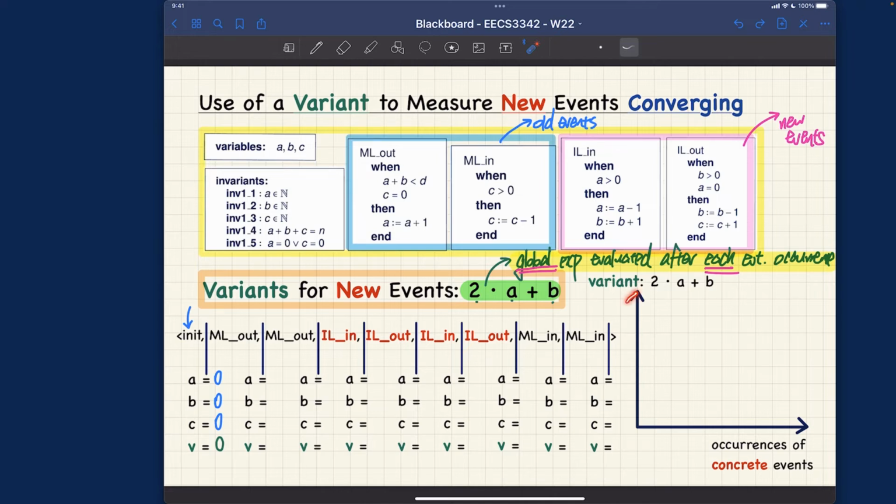So the vertical axis over here is the variant value, in this case 0. And the horizontal axis records the individual occurrences of each concrete event. When I say concrete over here, I mean either old or new events, both, right? So let's see exactly how it's going to go. For the first one, you can see the inits over here got a variant value of simply 0. Okay, that's the first one.